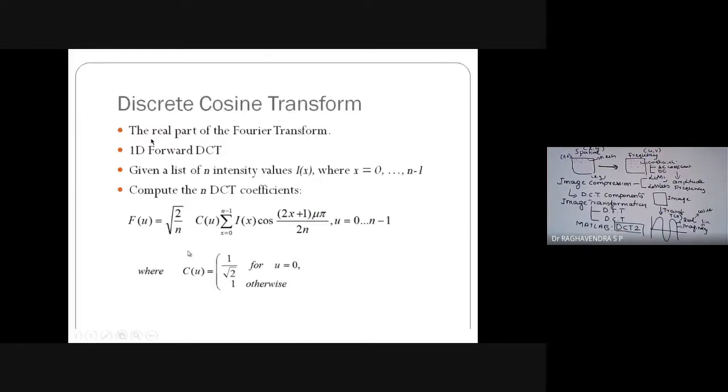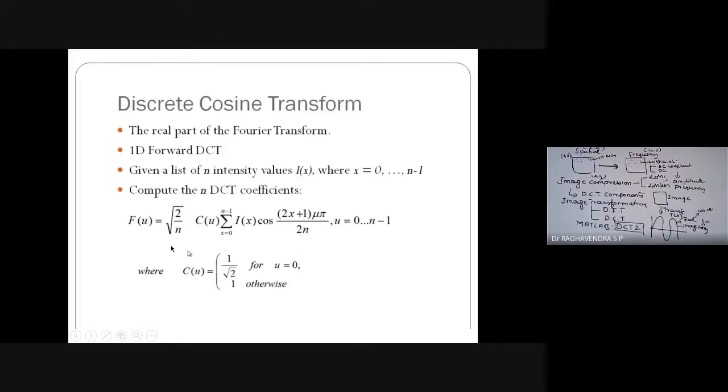Next, this is the 1D forward DCT, that is one-dimensional discrete cosine transformation. And these are the different intensity levels. For example, it is in general N, but in our case it is 255 because we are considering an 8-bit image. So L means luminance component, luminance in the sense of intensity level components. They will vary from 0 to N minus 1. Suppose if N is 256, it goes up to 255.